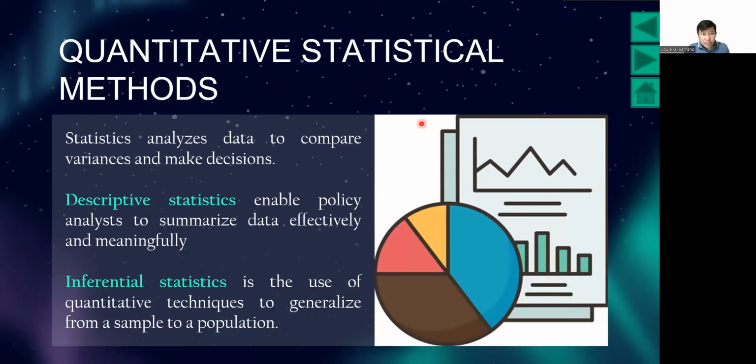So quantitative statistical methods. Statistics analyzes data to compare variances and make decisions. So para mapag-aralan, what are the two types of statistics? The descriptive statistics and the inferential statistics. Descriptive statistics enable policy analysts to summarize data effectively and meaningfully, while inferential statistics is the use of quantitative techniques to generalize from a sample to a population.